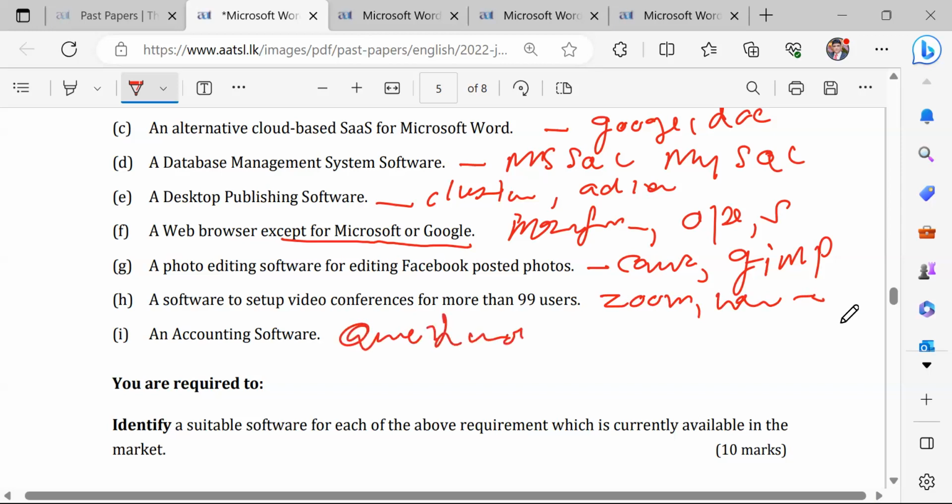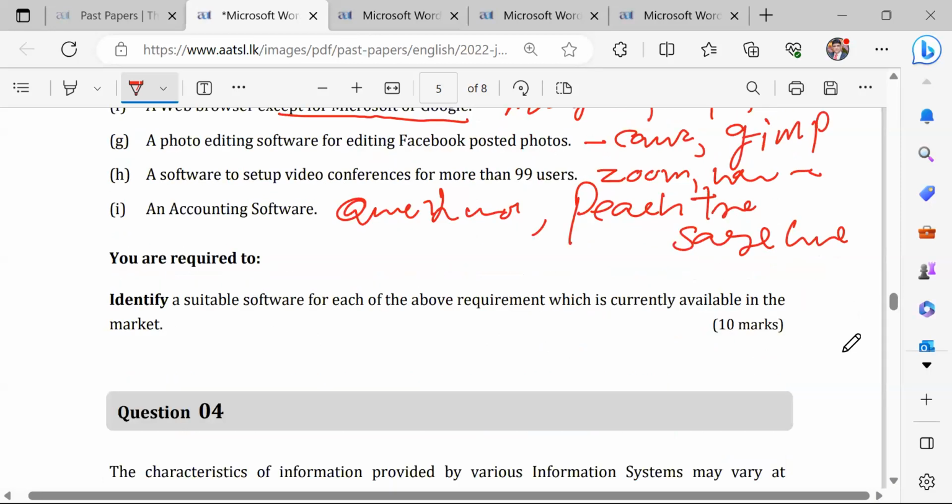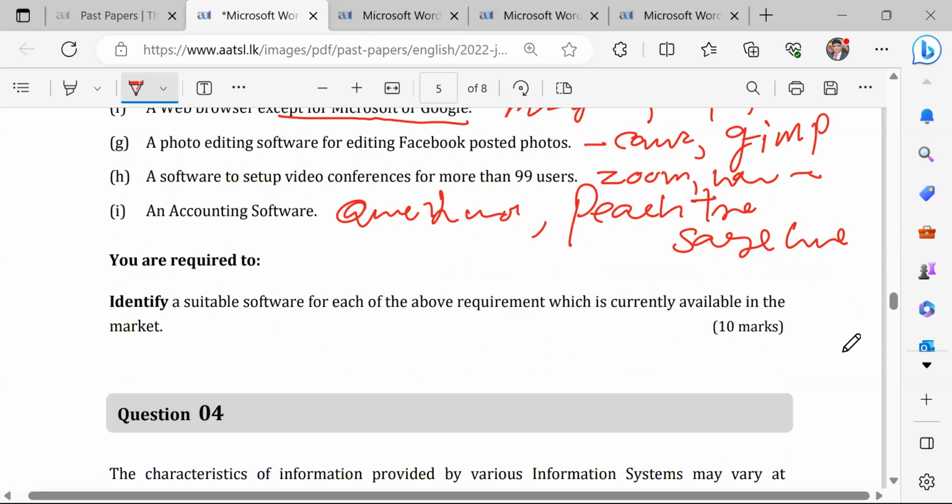And accounting software: QuickBooks, Peachtree, Sage Line 50, ACPAC, any. You are getting 10 marks.